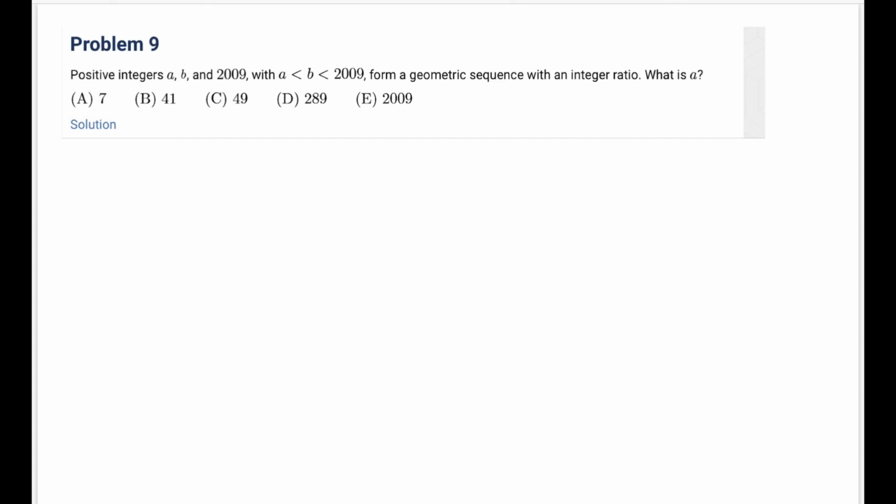Positive integers A, B, and 2009, with A less than B less than 2009, form a geometric sequence with an integer ratio. What is A? Okay, so if there's A, B, and 2009, and it says it forms a geometric sequence, then A would just be A, B would be A times D, and 2009 would be A times D squared, right? So 2009 equals A D squared, and to find out what A and D are, we have to dissect 2009.